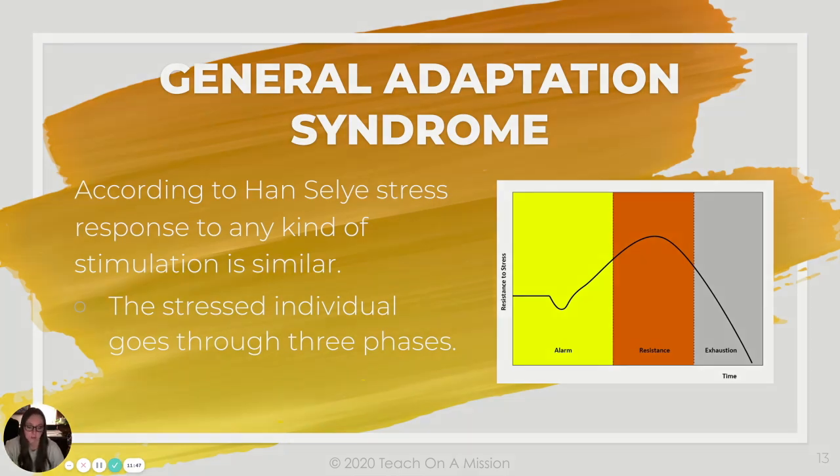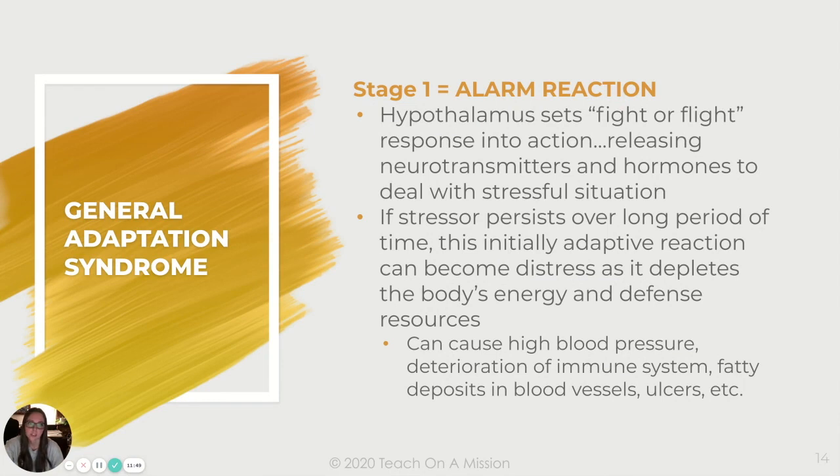So let's break those down. Okay, stage 1 is the alarm reaction. This is when the hypothalamus sets the fight or flight response into action, releasing neurotransmitters and hormones to deal with the stressful situation. So what we just talked about. If the stressor persists over a long period of time, this initial response can become distress as it depletes the body's energy and defense resources.